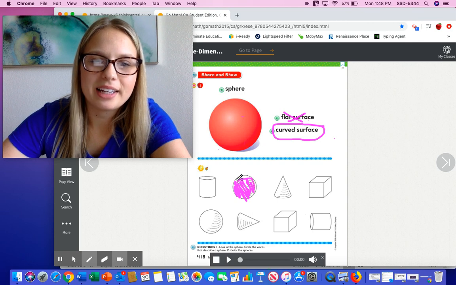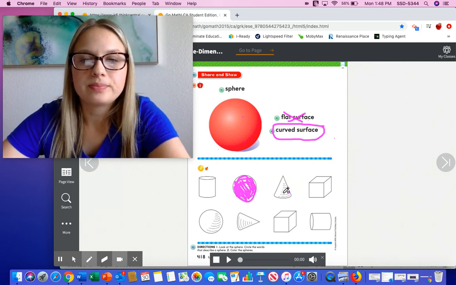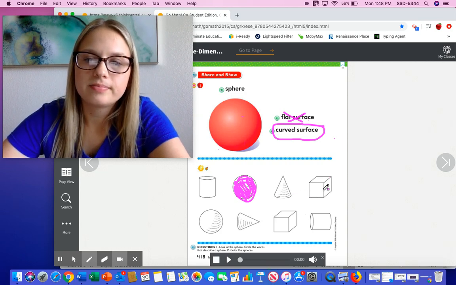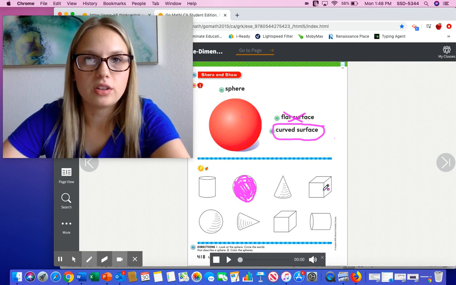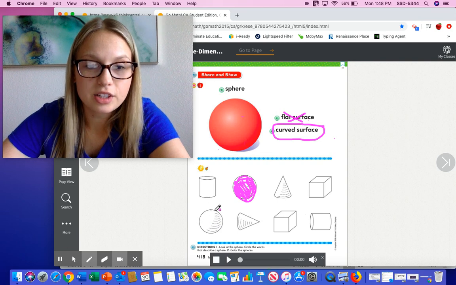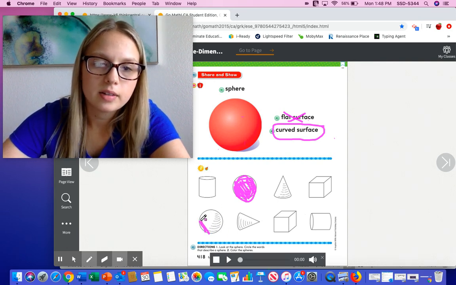Okay, I know my coloring's not that good, but it's a little bit hard because I'm coloring on the computer. Okay. What about this here? Is this a sphere? No, it has a flat side. Is this a sphere? No, remember, sphere looks like a ball. Is this a sphere? Yeah, it's curved and it's round and it has no flat sides. Color it in.